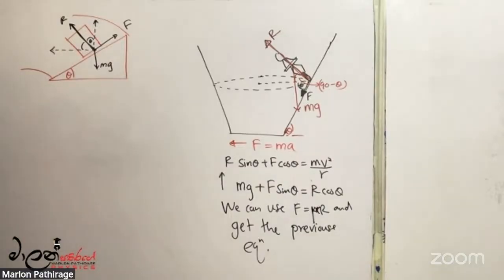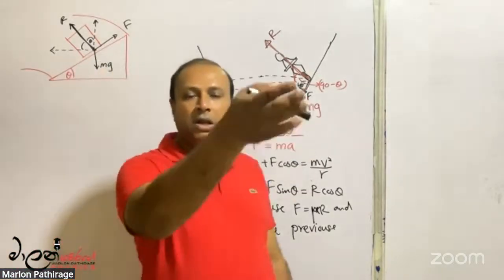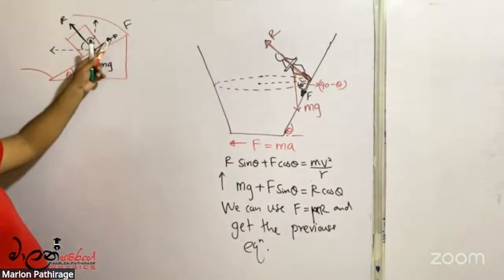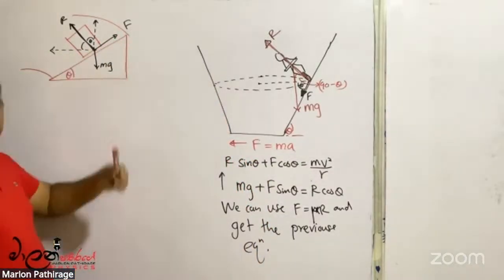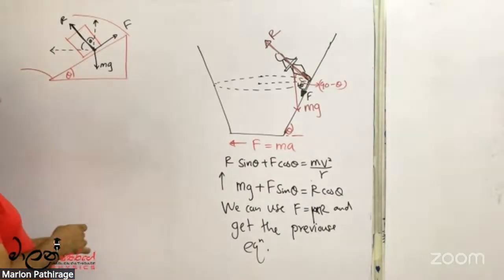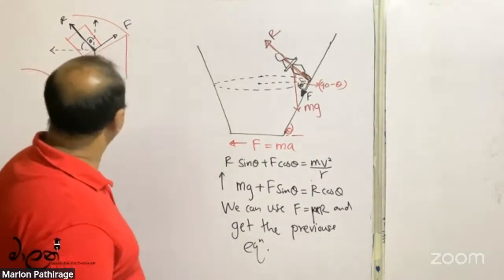How to apply F equal MA along the inclined surface, along the inclined plane? How to apply F equal MA along the inclined plane? How do we apply it along the inclined plane?